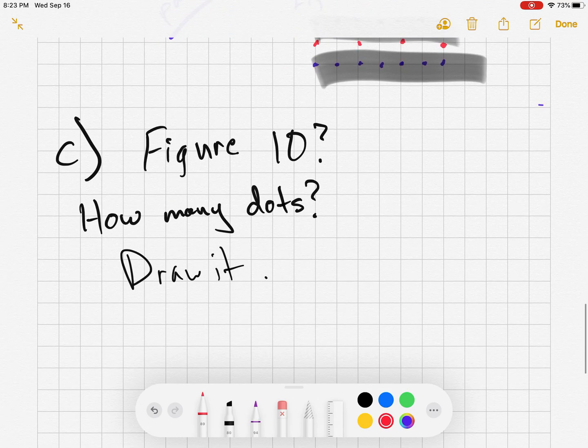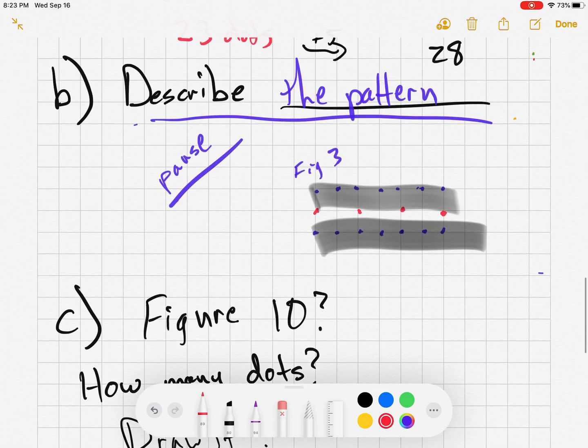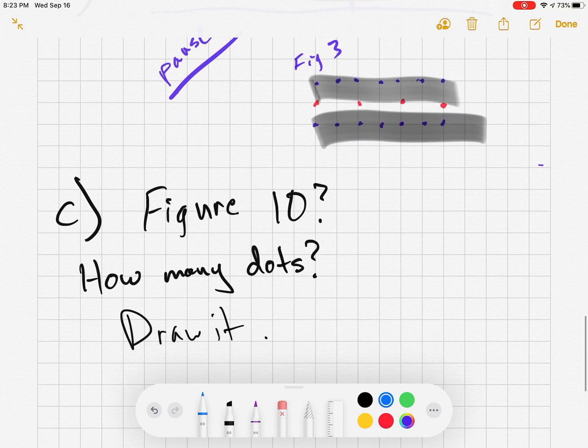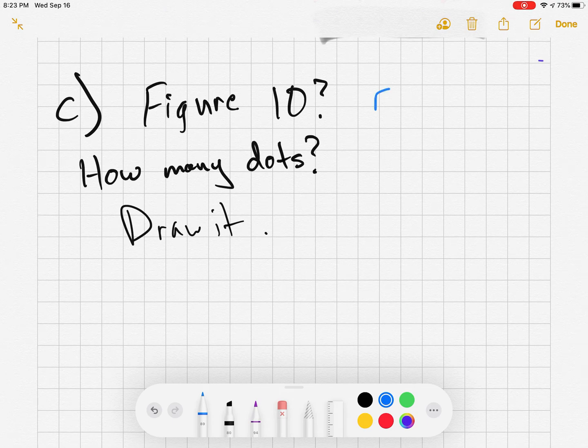Pause and do that. Now also, if you finished writing that one for B, now for C, what I need you to do is to draw, or figure out how many dots you can find in figure 10, right? What would that be? Well, I think you can figure that out because you know that figure 5 here has 28. Figure 4 is 23, right? And you can continue this, right? So figure 4 is 23.